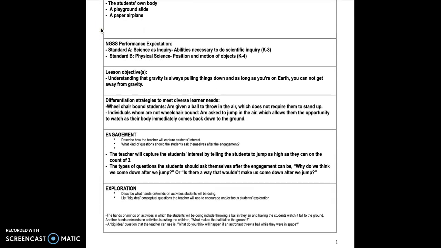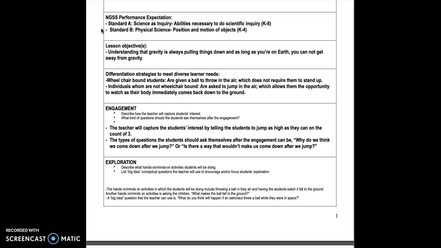And the NGSS performance expectation is standard A, science as inquiry, and it's attempting to reach the abilities necessary to do science inquiry kindergarten through 8th grade, and standard B, which is physical science, and it's geared towards the position and motion of objects, grade level kindergarten through 4th grade.